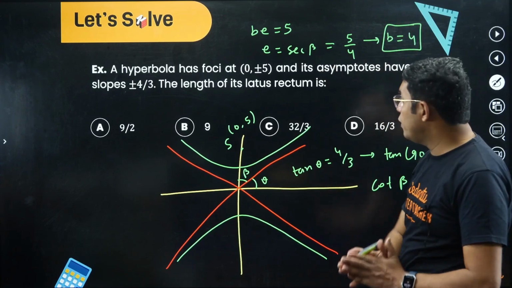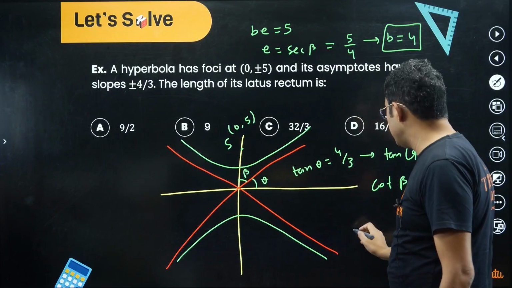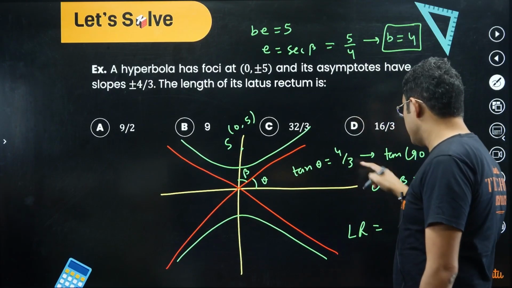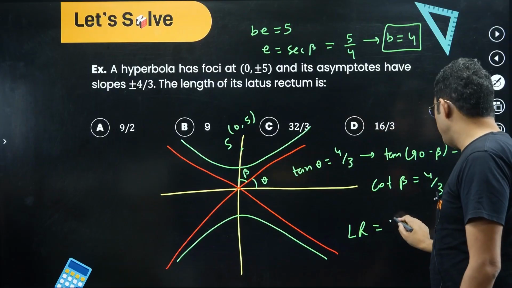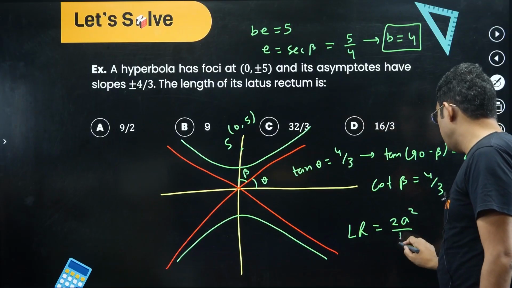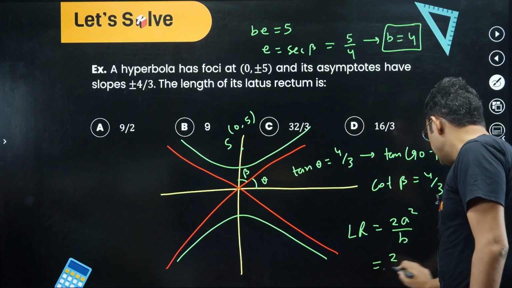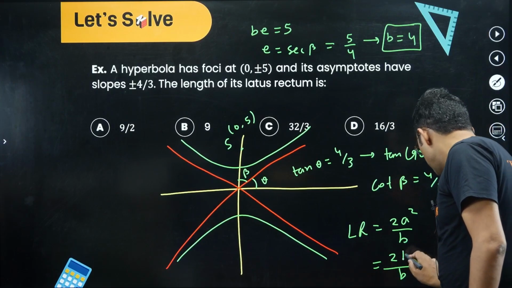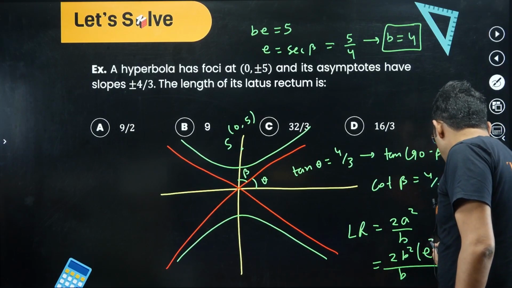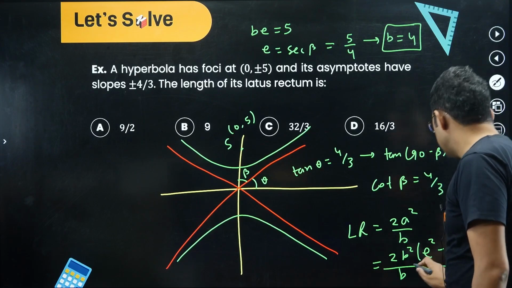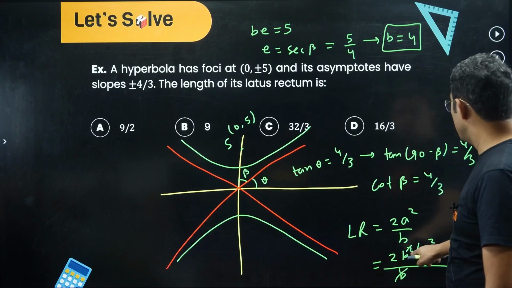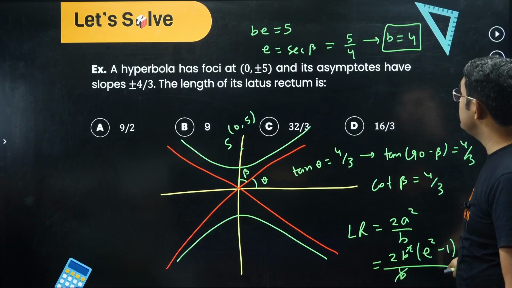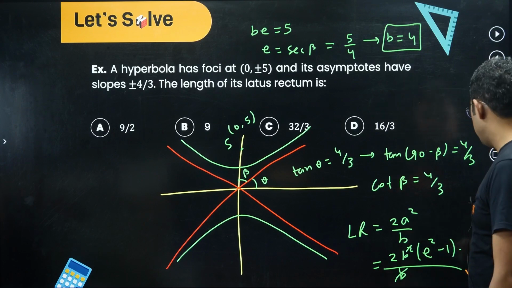Now what are we looking for? I think we are looking for the length of the latus rectum, which for this hyperbola should be equal to 2a square upon b. Whereas the relation is a square is equal to b square into (e square minus 1). Now just put the values. So 2b is equal to 8, times (e square minus 1). If you solve it, I think you will get the answer.